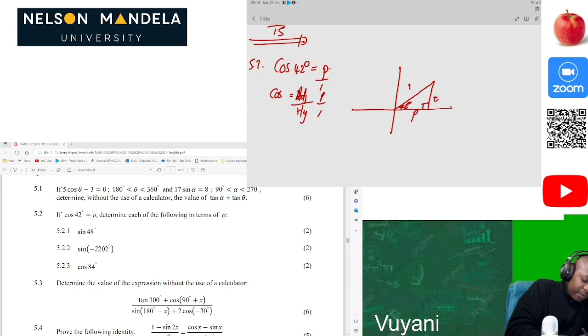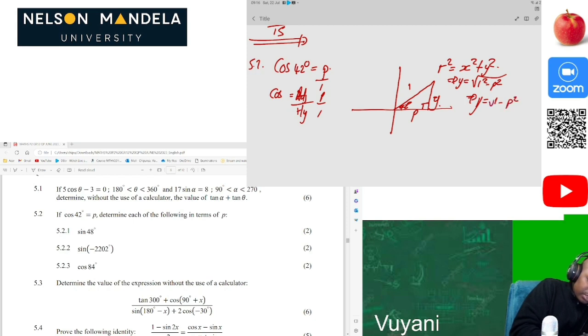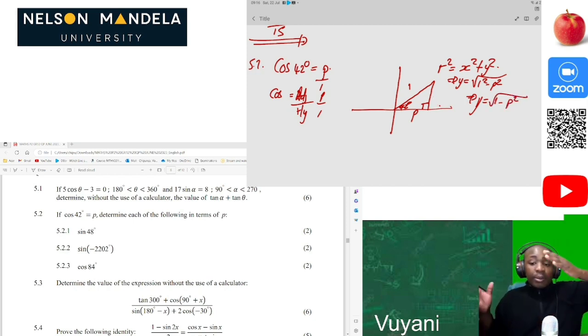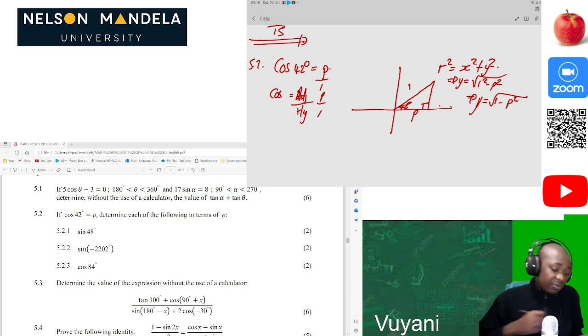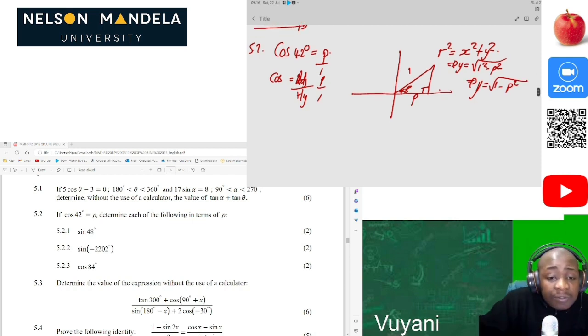So you should calculate the value of y. Again, we use our Pythagoras theorem to get the value of y. Then our y will be equal to the square root of 1 squared minus P squared. So this is the value of y, and we can see that it's supposed to be positive because we drew our triangle in the first quadrant, and in the first quadrant the y is positive and the x as well is positive. Then we are done. Now let's answer the first question.